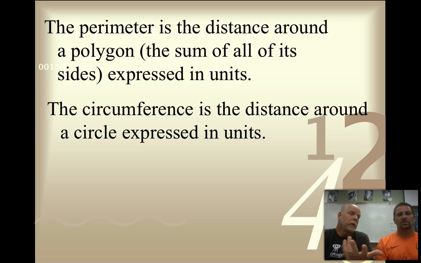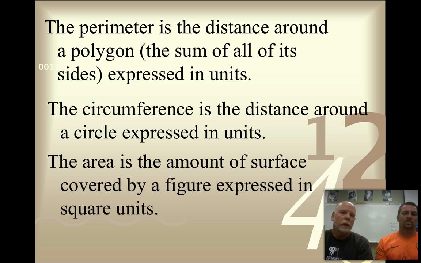And so we just don't call it perimeter for a circle, we call it circumference. The circumference is the distance around a circle, and because it's still distance, it's still just expressed in units. Okay? And then you're familiar with this one too, area.